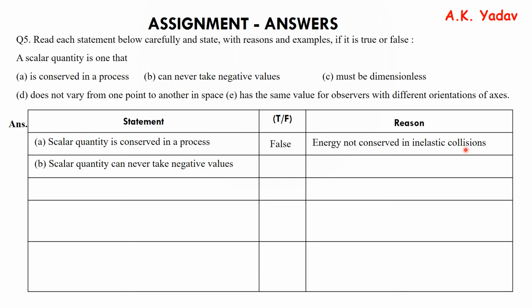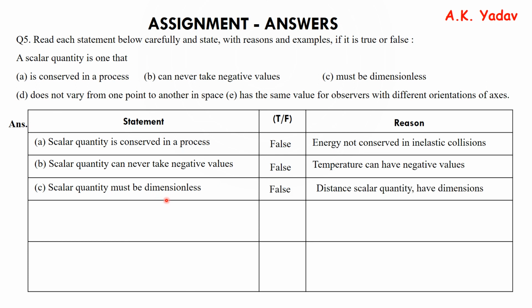B part, scalar quantity can never take negative values. Again false, because temperature can have negative values. Third one, scalar quantity must be dimensionless. Again false, because distance is a scalar quantity and it has dimensions of length.